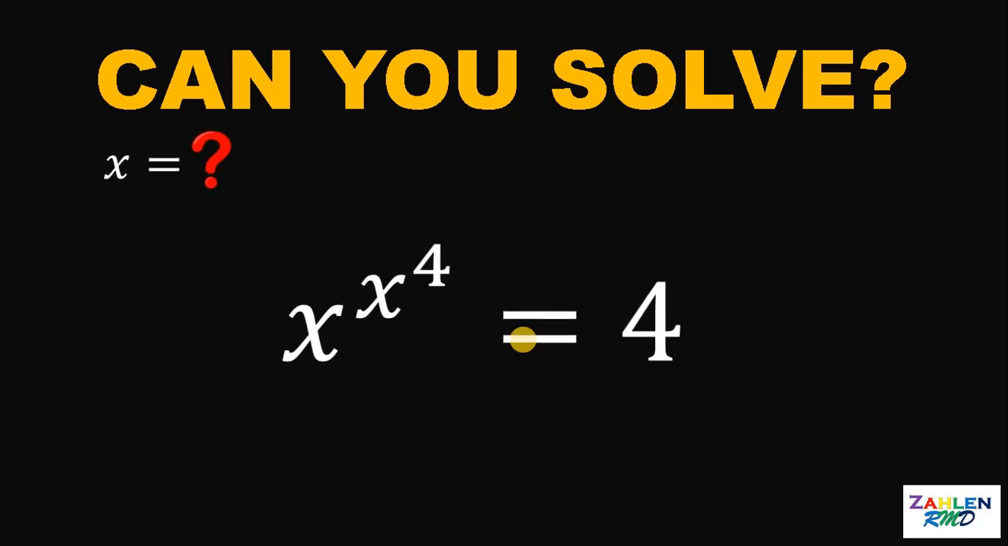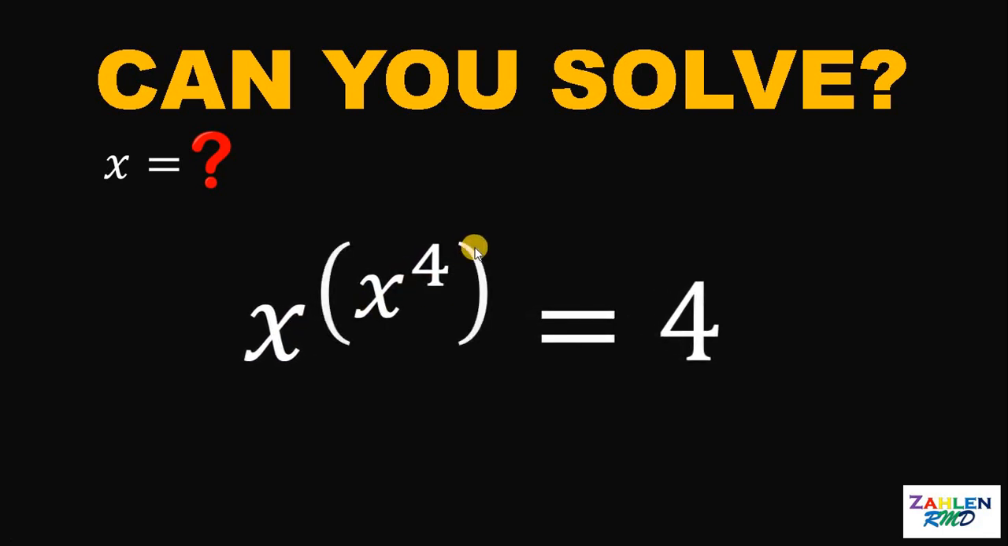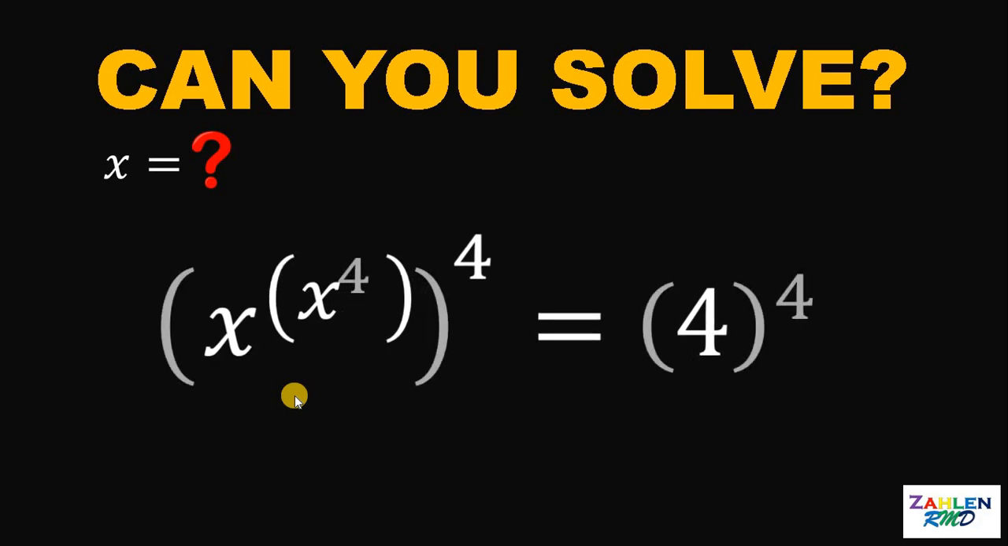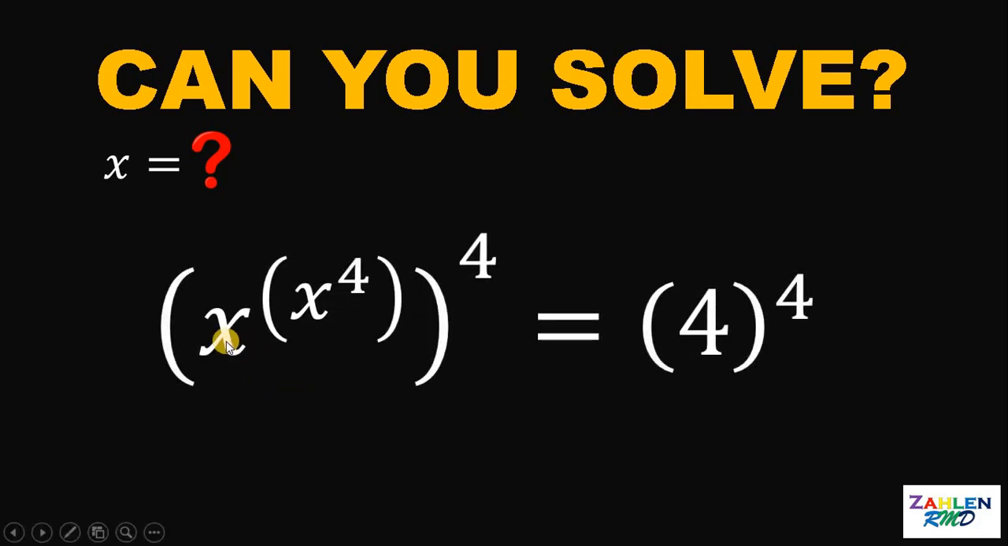Our goal is to solve for the value of x. So, given that x raised to x equals 4. Now, take note that x raised to 4 is equivalent to x raised to the fourth power. And now, what we're going to do here is to raise both sides to the power of 4. So, we have x raised to x raised to the power of 4 equals 4 raised to 4.